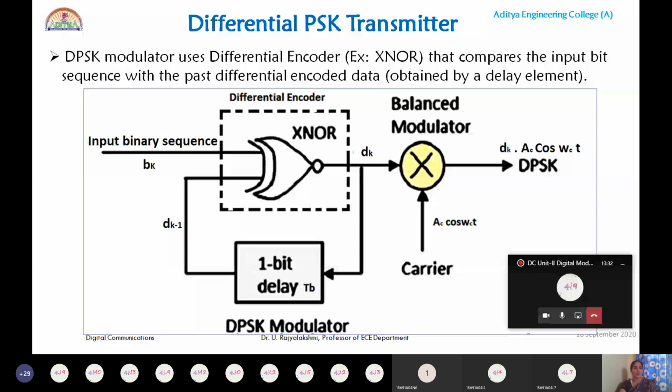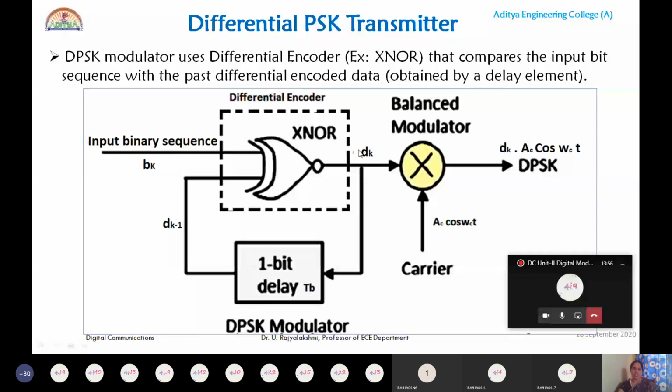And different input data, like if you take a different input data, so it will be BK and DK minus 1. Both are different, where you can take a 0, 1 or 1, 0 as a combination. That is applied to the XNOR. So XNOR for same input, you will get the output DK as 1. And for different input, you will get the output DK as 0.